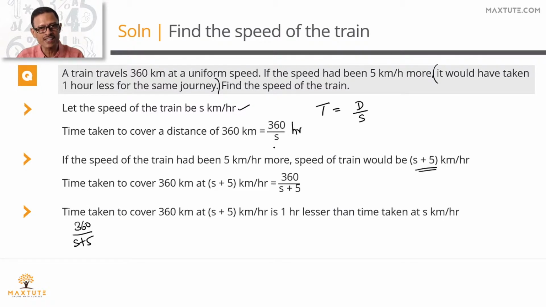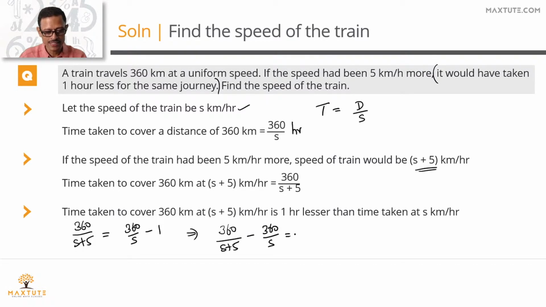How long did it take to cover the journey at s km per hour? It took 360 divided by s hours. So the time taken to travel at s plus 5 is 1 hour lesser than the time it took to travel at s km per hour. Let's rewrite this equation to keep all the variables on one side. So this becomes 360 divided by s plus 5, take this term to the left hand side, minus 360 divided by s is equal to minus 1. This is the equation that we're going to solve to find the answer for s.